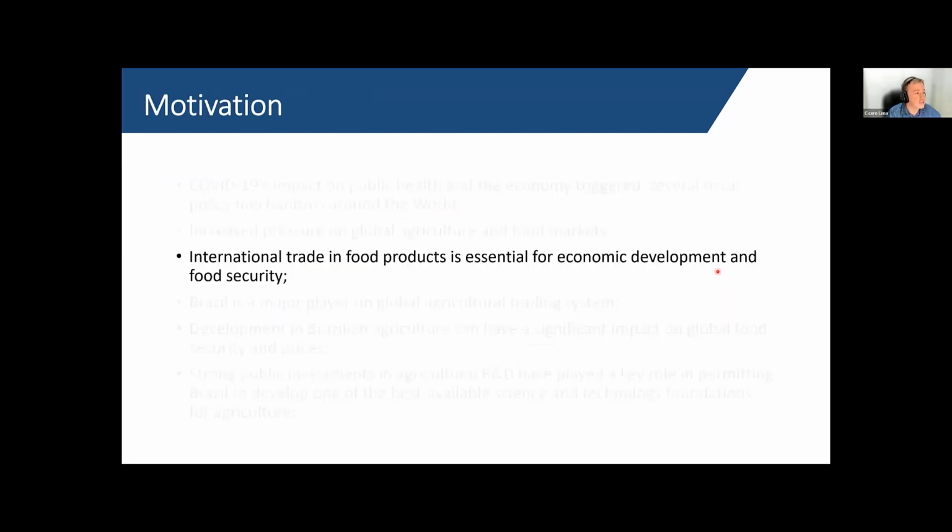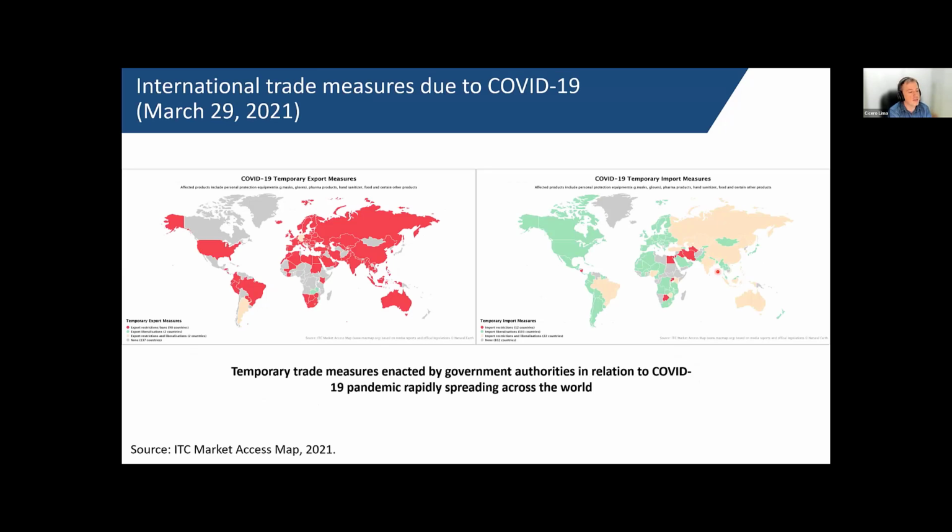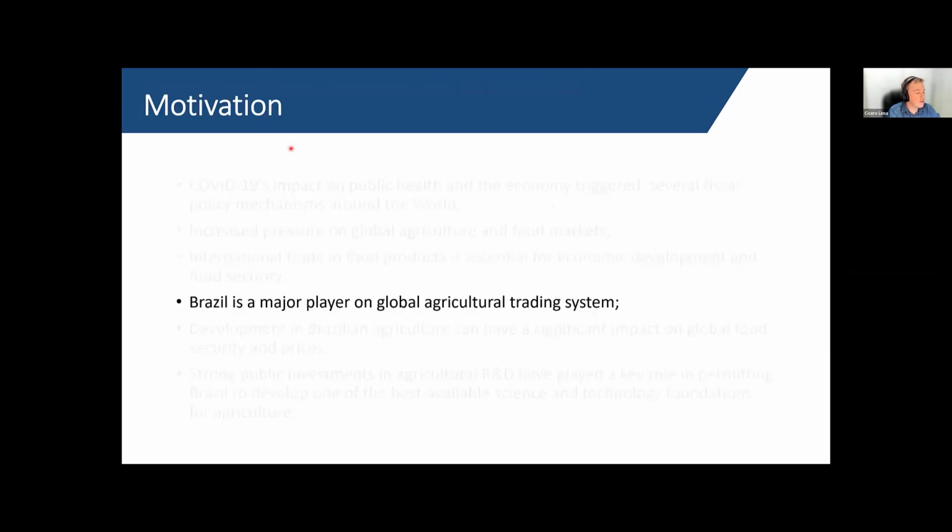So, of course, international trade in food products, on the other hand, is essential for economic development and food security. However, during the last 2 years, we noticed a lot of temporary export measures and also import measures that affect international trade for food and other products. So this is a map from March 2021. So, of course, to complete this motivation, Brazil is a major player in the global agriculture trade system.